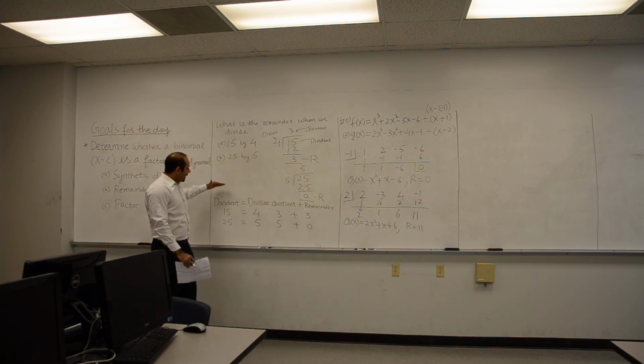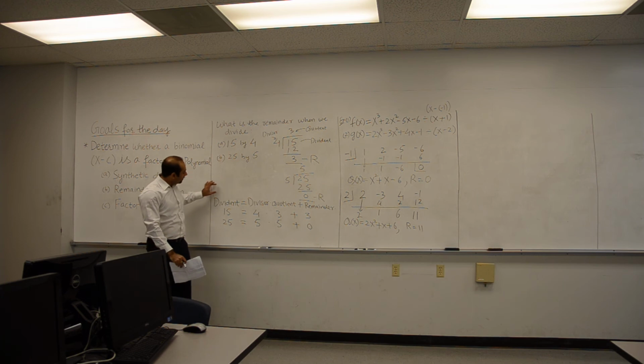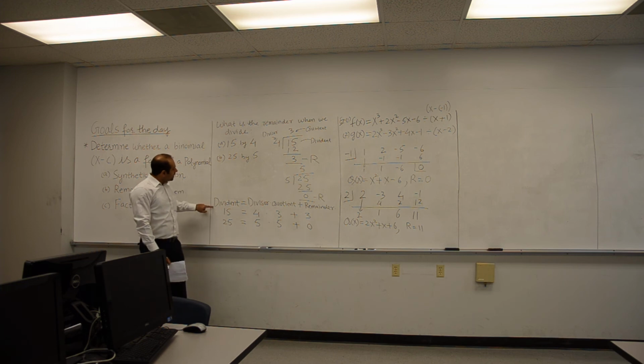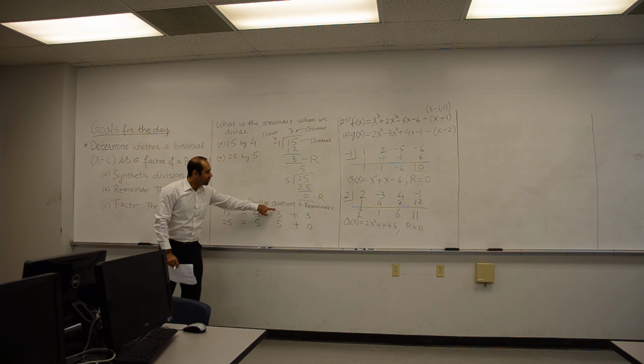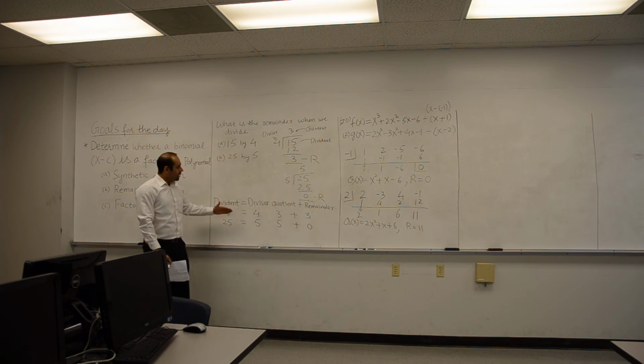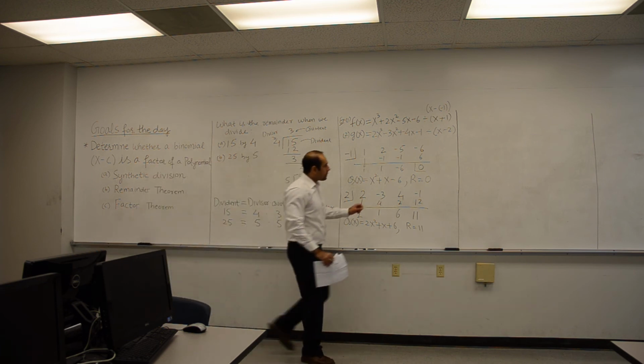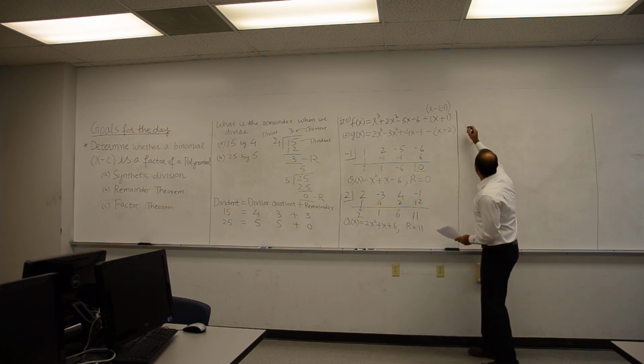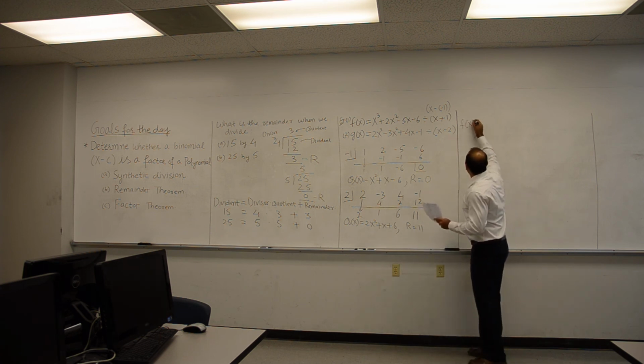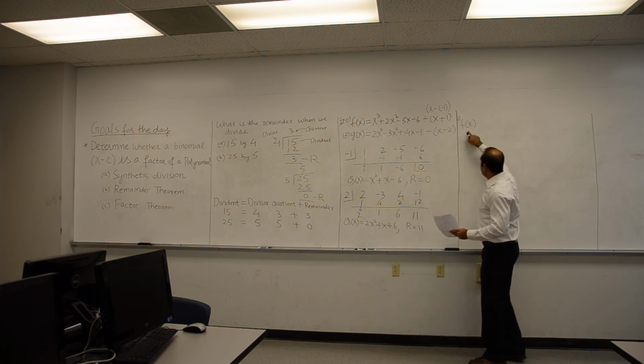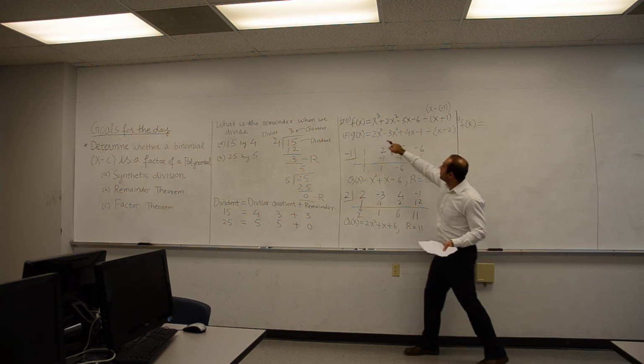Now we are going to extend the idea that we already know from numbers to our polynomials, which is the relationship between the dividend, divisor, quotient, and the remainder. For part 1, the dividend is f of x.